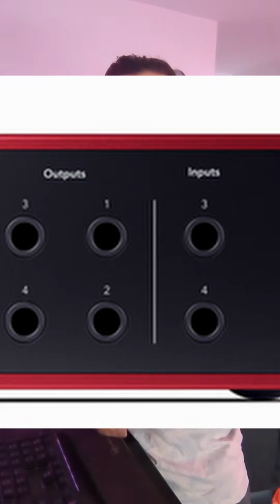Next up, we have line inputs. Line level inputs allow you to connect line level signals that come from things like synthesizers or outboard gear. For example, if you had an external compressor or an external preamp, they would have line-level outputs.